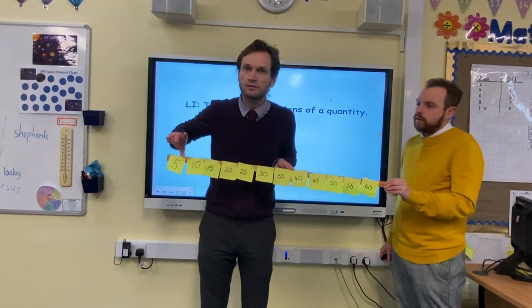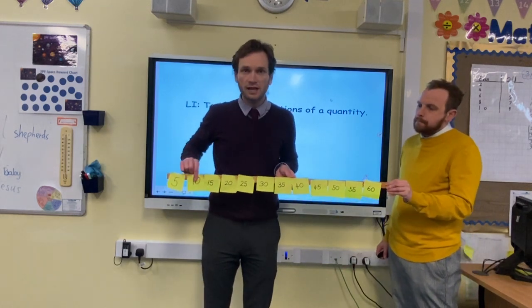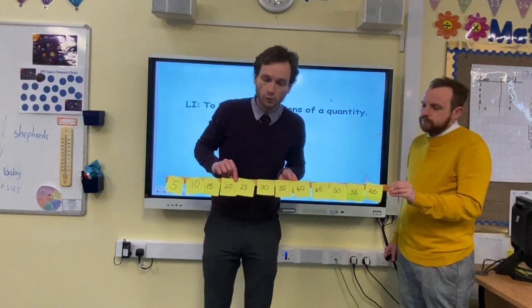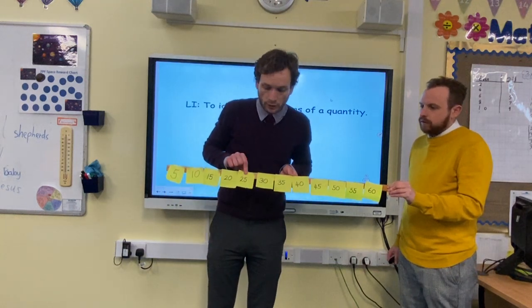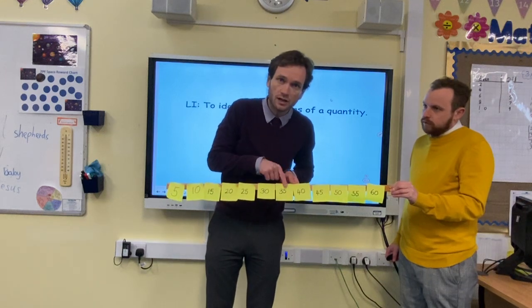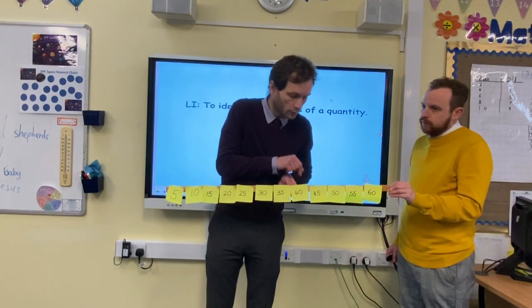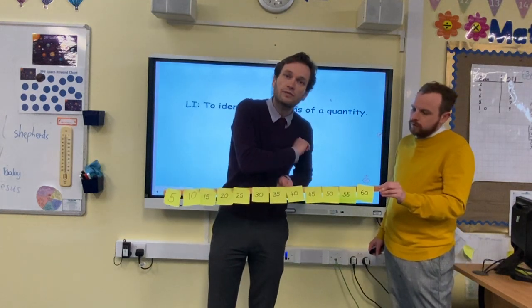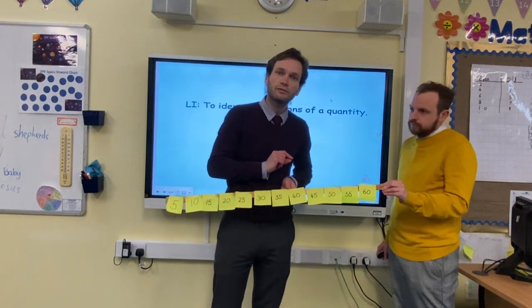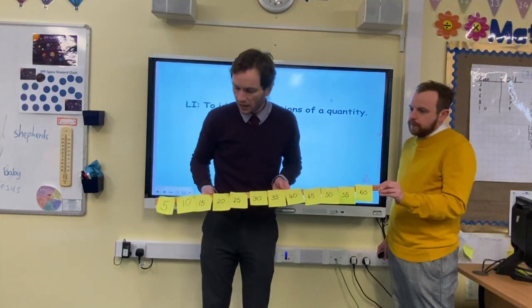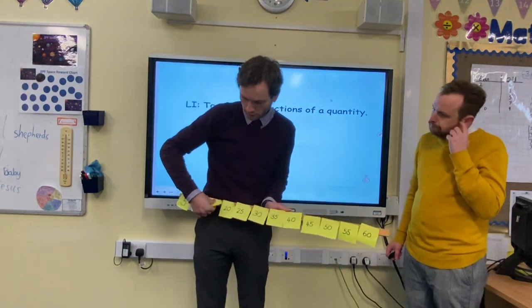1 times 5 is 5, 2 times 5 is 10, 3 times 5 is 15, 4 times 5 is 20, 5 times 5 is 25, 6 times 5 is 30, 7 times 5 is 35, 8 times 5 is 40, 9 times 5 is 45, 10 times 5 is 50, 11 times 5 is 55, and 12 times 5 is 60. Okay, now I'm just going to remove some different numbers.